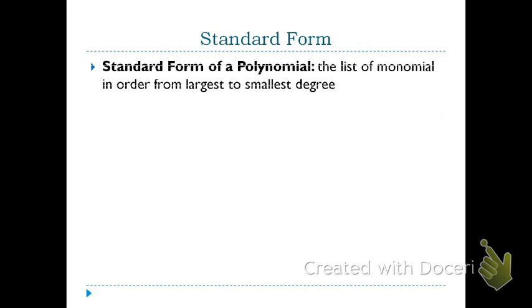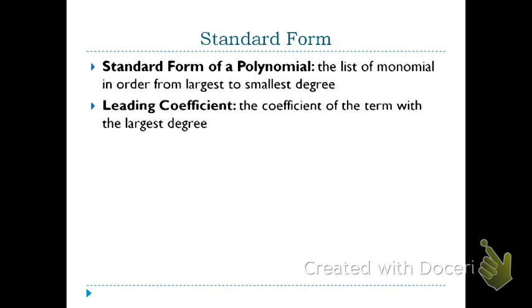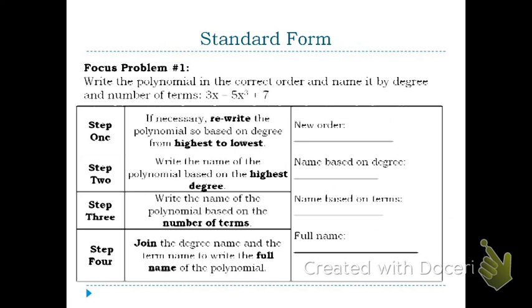So standard form of an expression. Standard form of a polynomial is a list of the monomials in order from largest to smallest degree. The term with the leading coefficient is the one with the highest degree, the largest degree. So let's look at standard form. Here we have an expression that is not in standard form. Let's rewrite it in the new order.